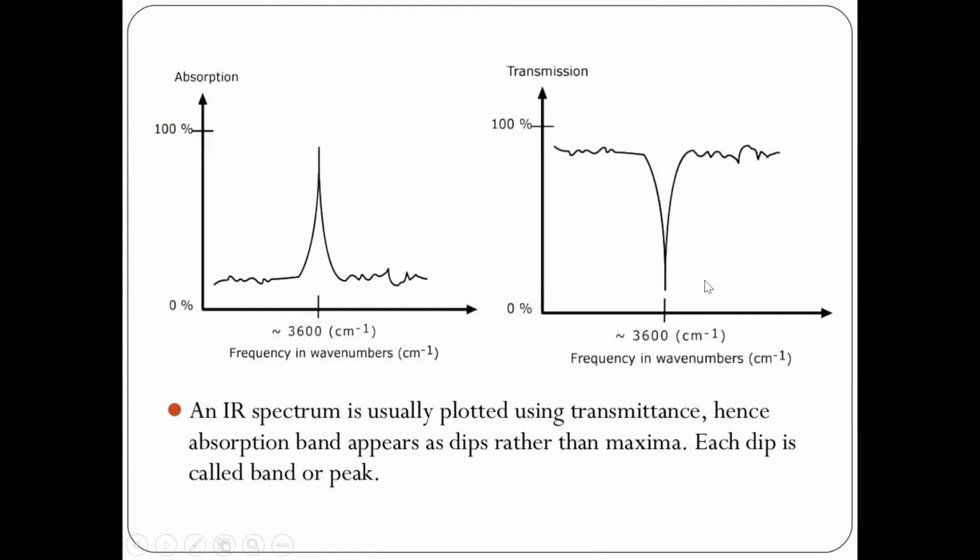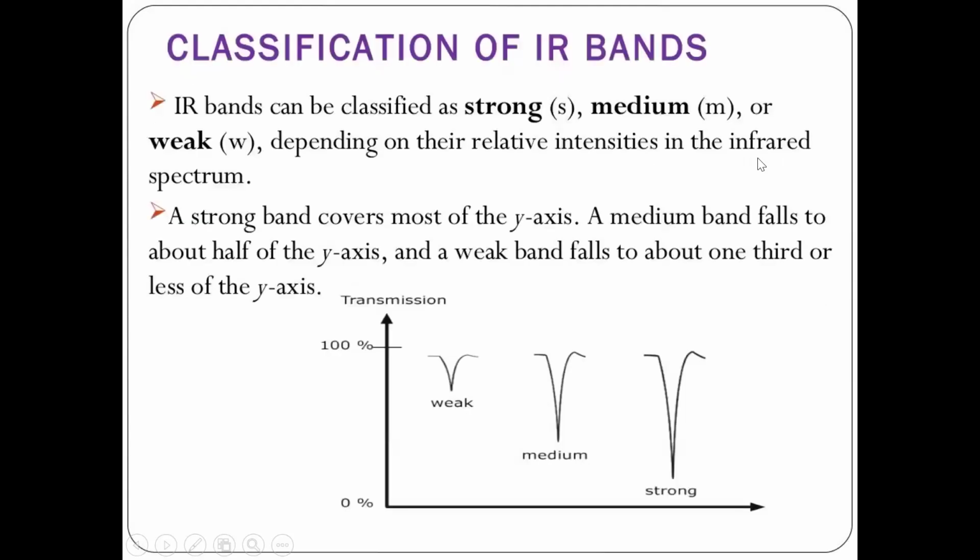This is an IR spectrum. Here transmittance is taken on the y-axis and wave number is taken on the x-axis. These are the absorption bands. An absorption band looks like this. The absorption bands are classified into three types: strong, medium, and weak, depending on the intensity.